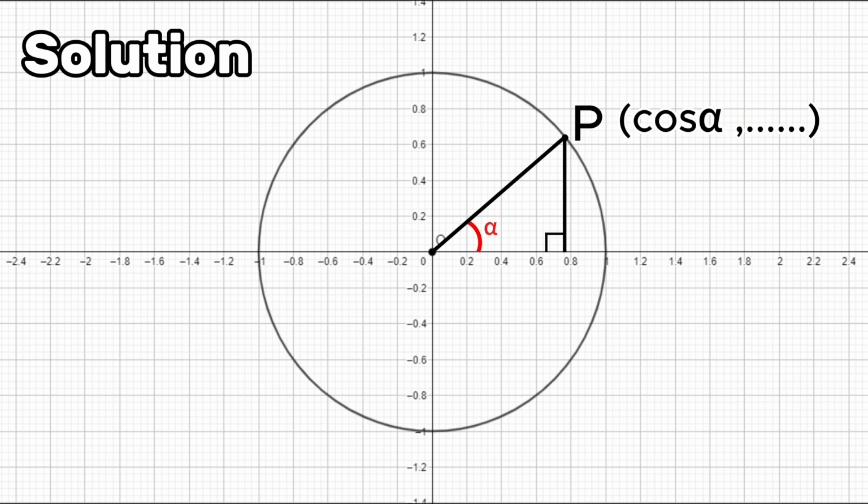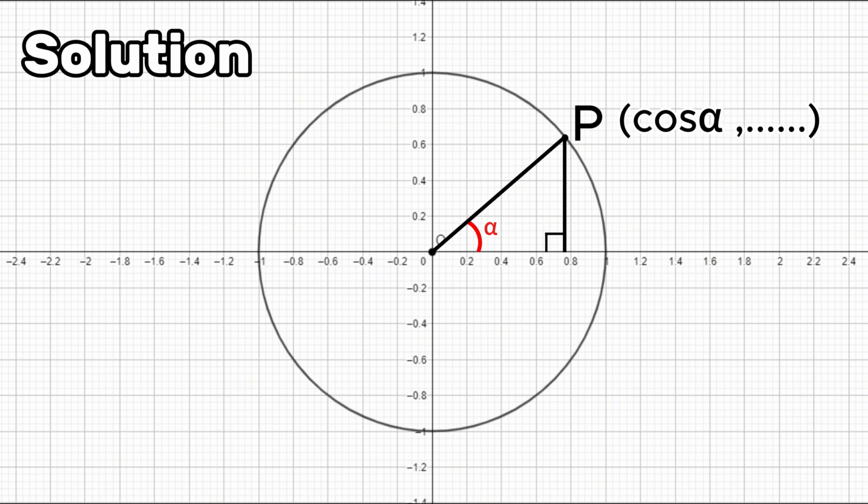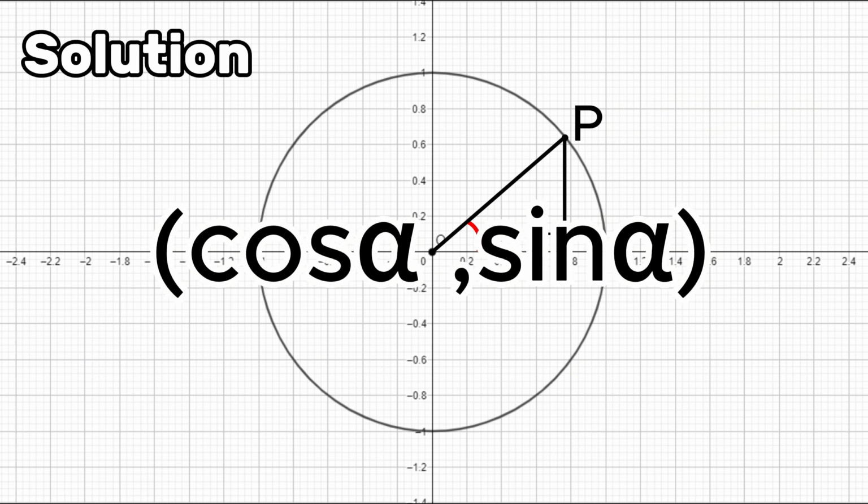Why? Because the adjacent side of the triangle is equal to x, and the hypotenuse is 1, since we are in a unit circle. So the cosine of alpha is equal to x over 1, and thus it is just x. Similarly, the y-coordinate is the sine of alpha, because the opposite side is equal to y, and again, the hypotenuse is 1. So, sine and cosine are simply the coordinates of a point moving along the unit circle.